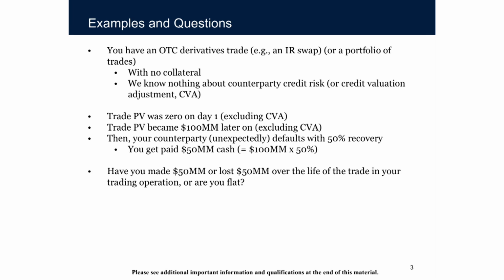So to start with, again, the trade PV was 0 on day 1, which is true for a lot of swap trades. And then the trade PV became $100 million later on. Then your counterparty defaults, with 50% recovery, and you get paid $50 million of cash. So 100 million times 50% recovery. If the counterparty doesn't default, you eventually would get $100 million. Now it defaults, you get half of it, $50 million. The question is, have you made $50 million or have you lost $50 million over the life of the trade?